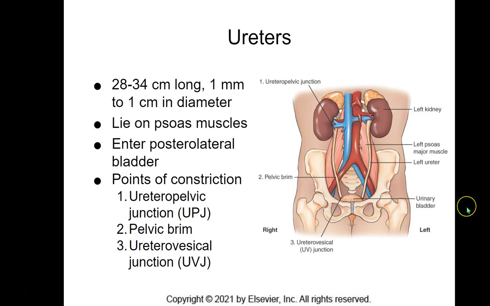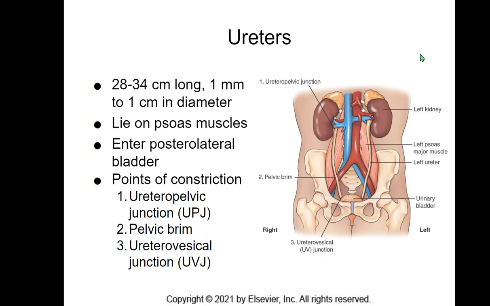Continuing to follow the curvature of the vertebral column, the ureters eventually enter the posterior and lateral portion of the bladder on each side. Okay, so posterior and lateral on each side of the bladder. The ureters vary in diameter from 1 millimeter to almost a centimeter. And there are 3 points in a ureter that are narrowed or constricted that you should be familiar with, because these are points where a kidney stone attempting to pass from the kidney to the bladder could get stuck.